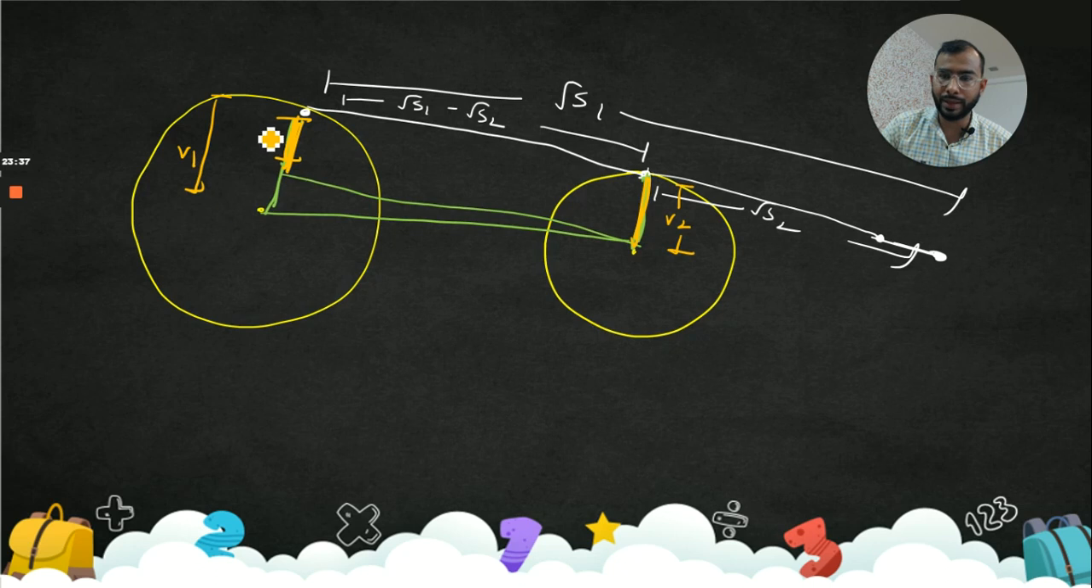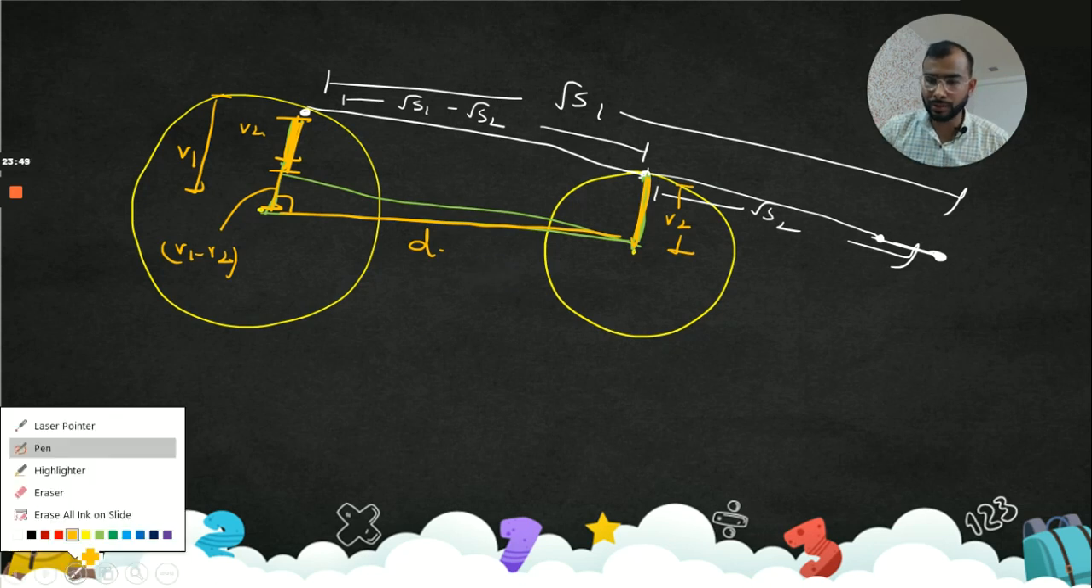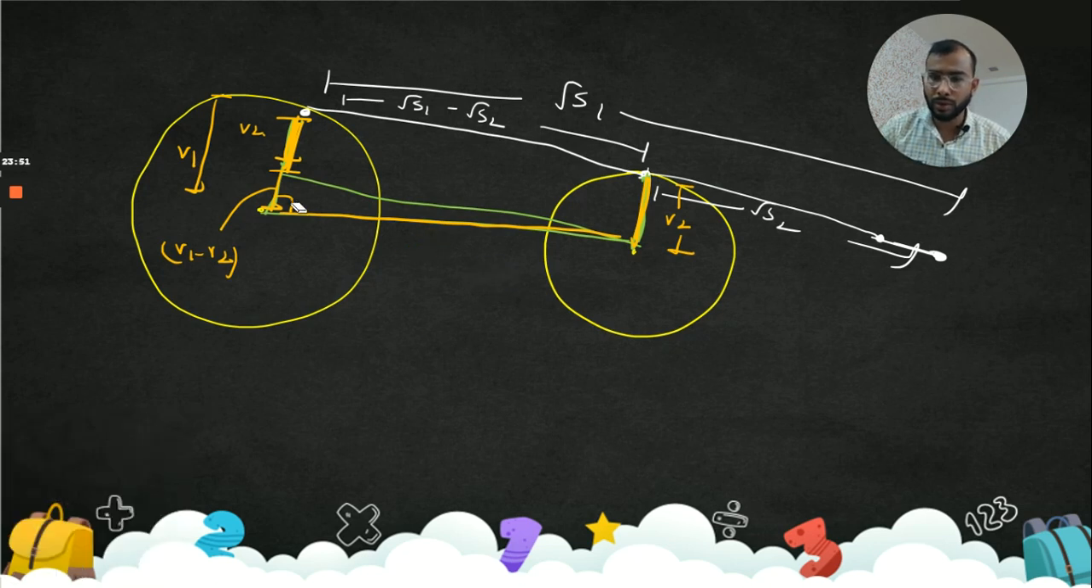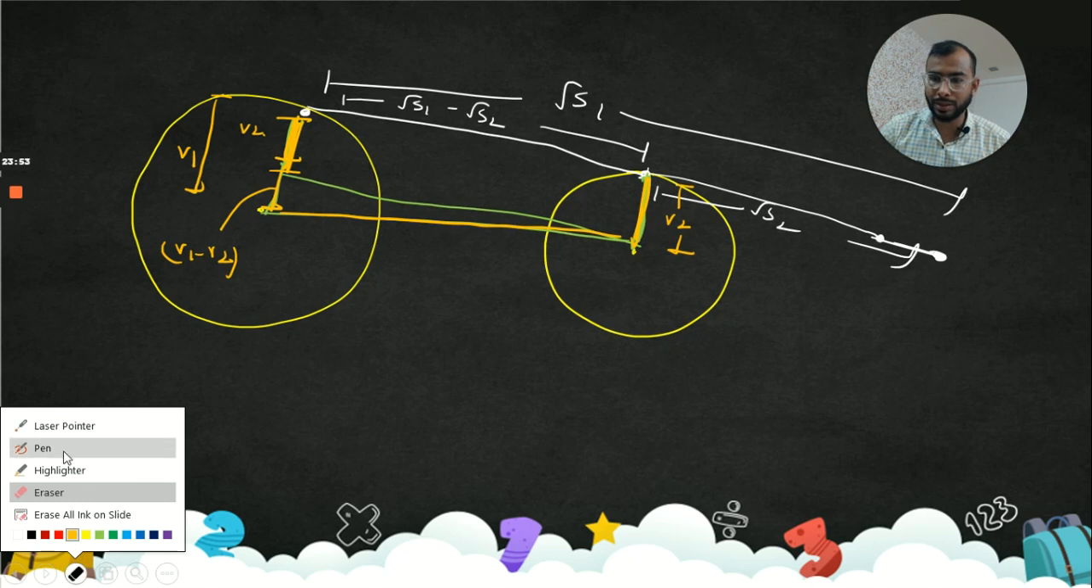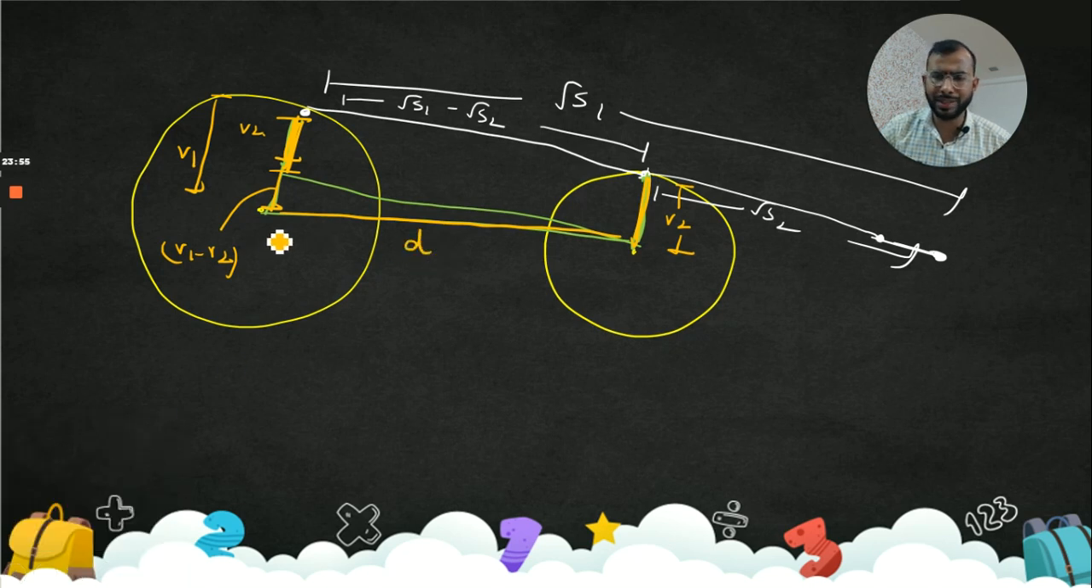I'm forming a rectangle, right? This is r2. What is this distance? r1 minus r2. Very good everyone. What is this distance? I'm writing this as d. This distance is d, distance between the centers c1 c2, so we can find out this.